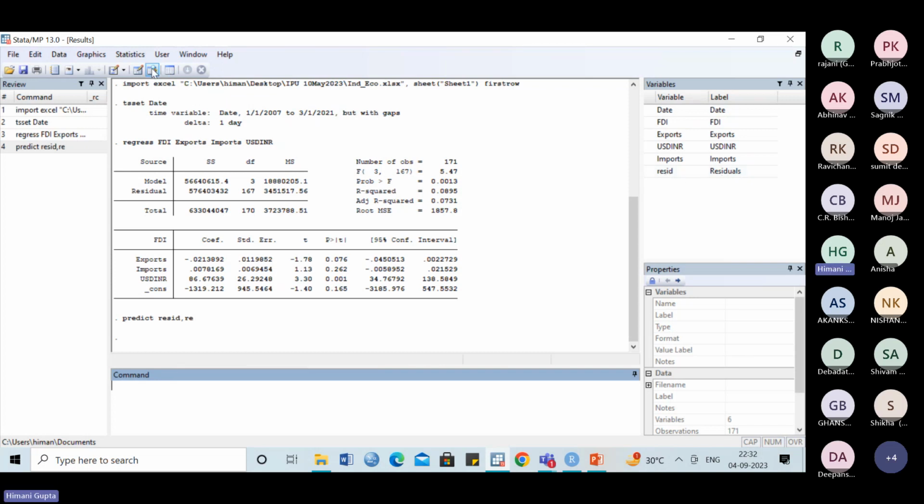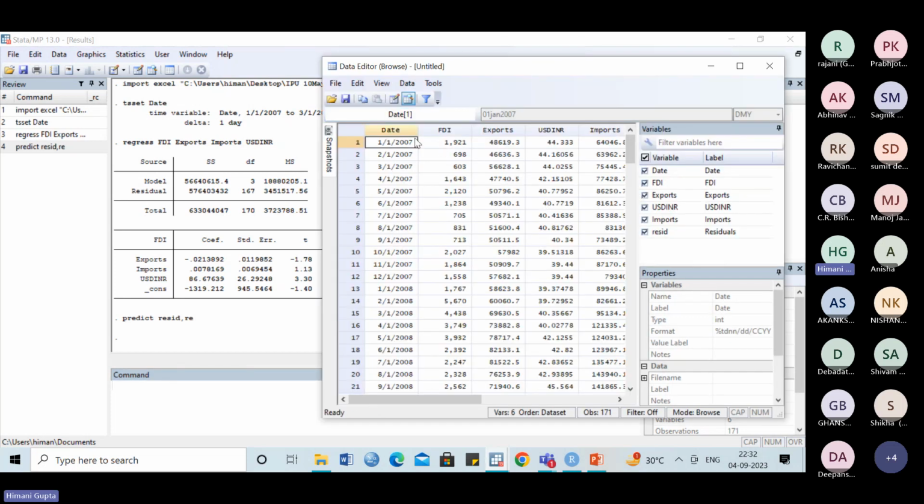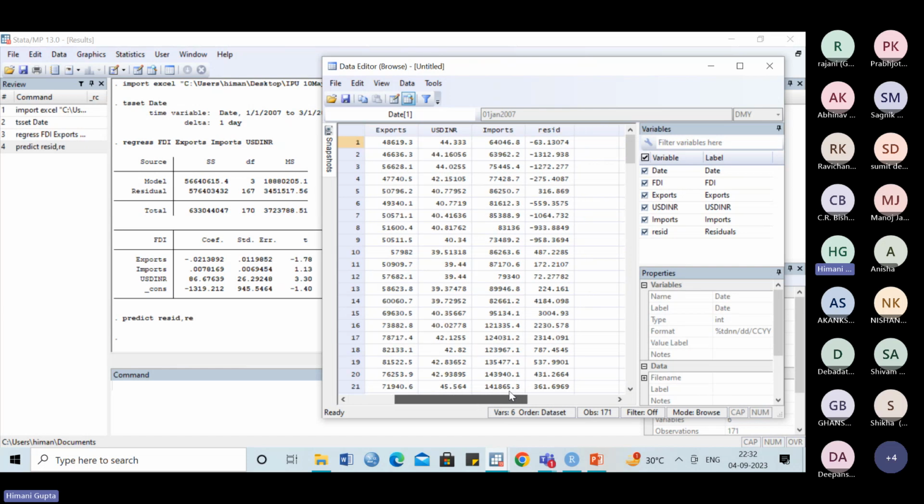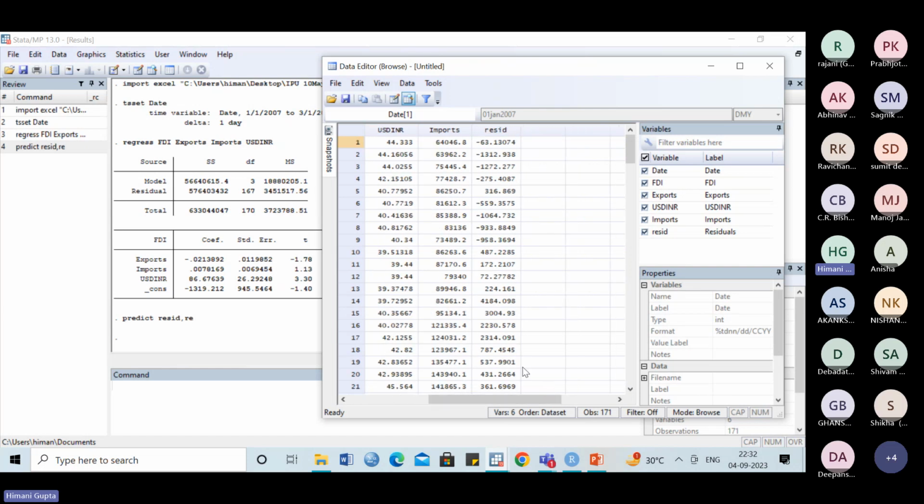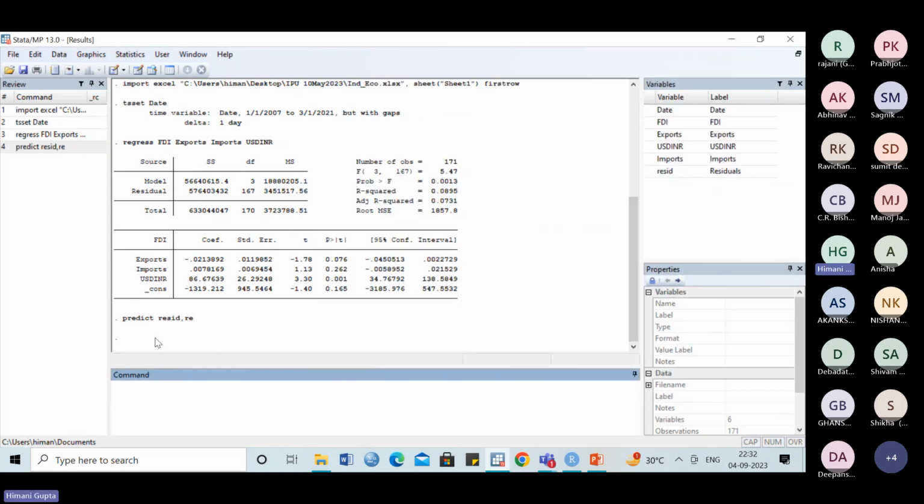And if you will see over here, I can show you the variables. See, this is date, your FDI, exports, imports, USD INR I have given. It has created the residuals over here. These are your remaining part. These are their residuals. Now, all the assumptions will be with respect to my residuals. So first assumption is that residuals are normally distributed. So we will be using qnorm, and then the abbreviation that I have used for residuals is resid.